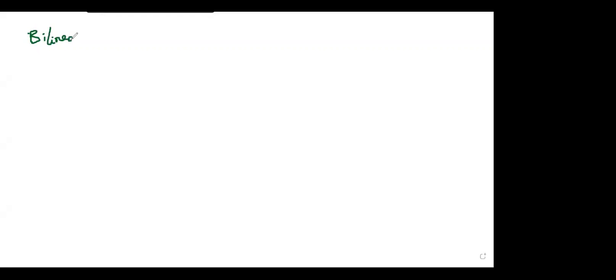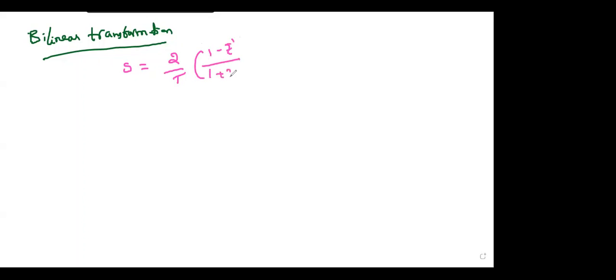Bilinear transformation. In the bilinear transformation, we got the relation, what is the relation we got? S is equal to 2 by T into (1 minus Z inverse) by (1 plus Z inverse). Okay, it is given this relation.